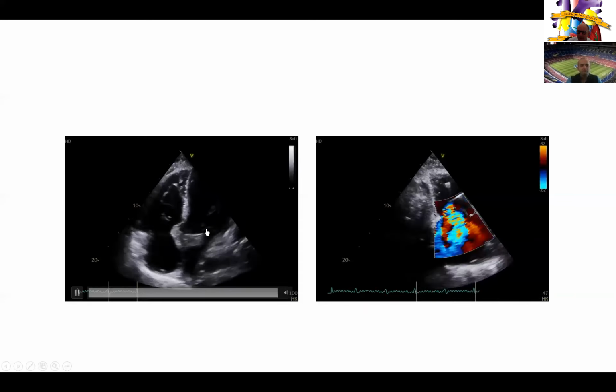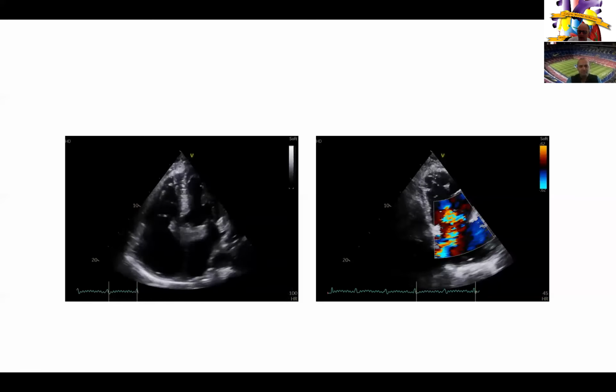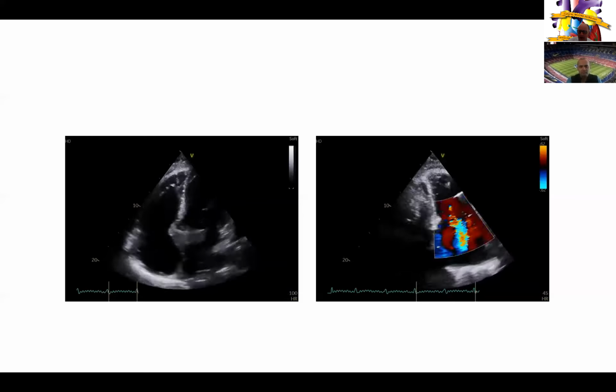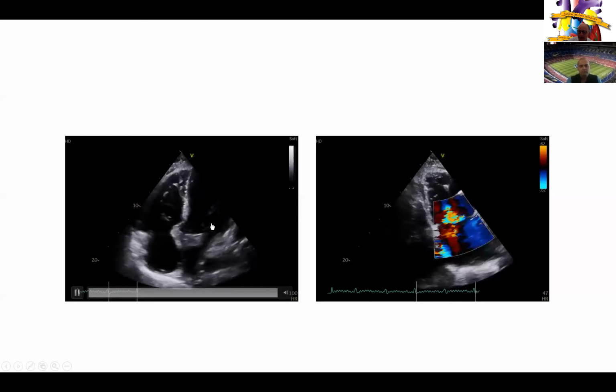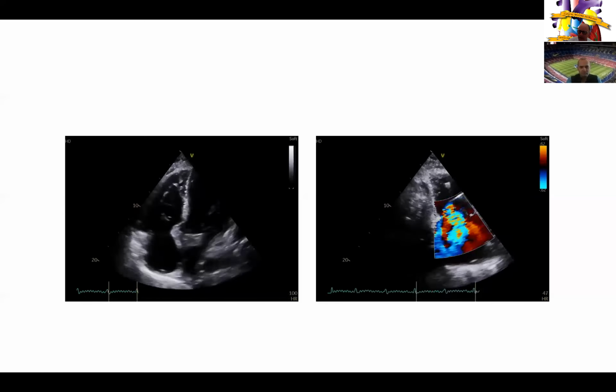This can be sometimes very difficult to ascertain whether it's endocarditis or not, especially early post-op. These are areas where you can have edema and things like that. But again, it's just nothing clear here. And again, you can see the significant regurgitation on the right-hand side of the screen.